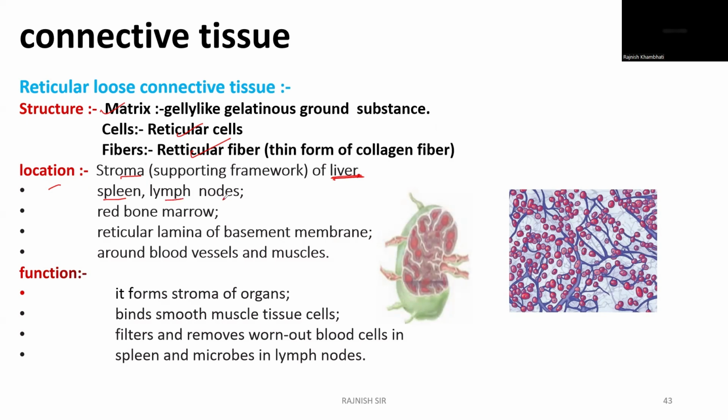Spleen, lymph nodes. Now, this is the lymph node. It is the diagram of a lymph node. And inside this stroma, it looks something like this. This blue color is fiber. And these are the reticular cells. So they are called reticular cells.